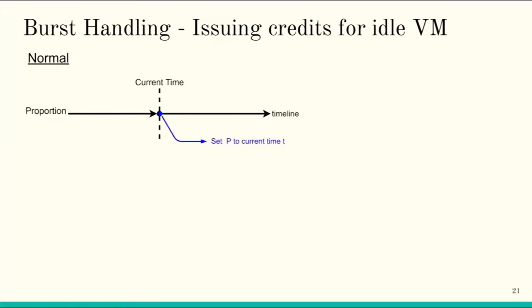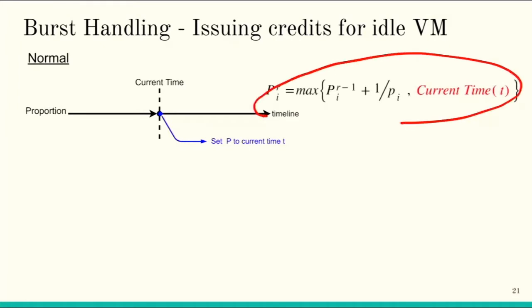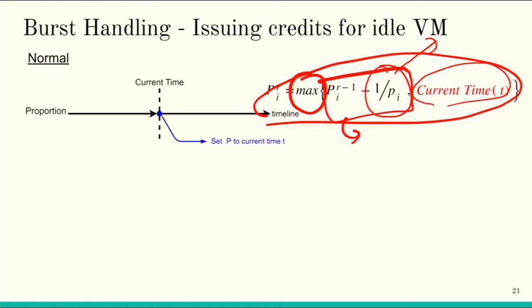For normal, we will use this formula, right? For the idle VM, there is no request, so there is no increment cap here. The first term will be much smaller than the current time, so the maximum will output this current time. This is the process before the tag assignment, and after this it's followed by tag assignment. This is just a note for you.